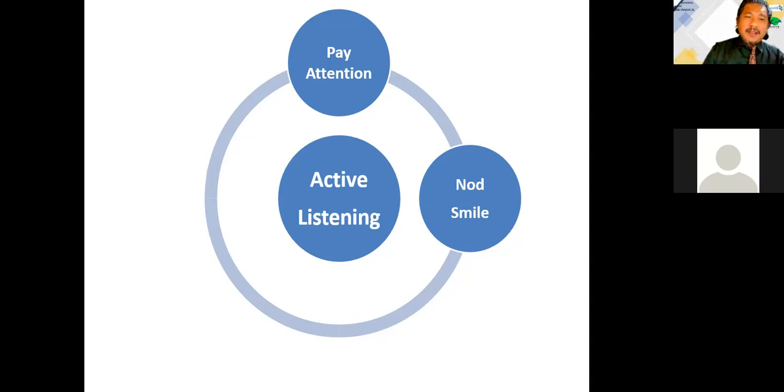Alright. Ada sesiapa ke yang ada kamera di sini? Is there anyone with a camera here? Is there anyone who can switch on the camera? Is there anyone with a camera and microphone? Ada ke tidak ada? Okay. So how do you practice doing this?